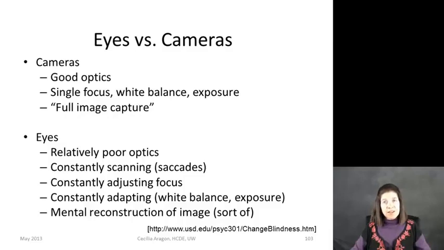The eyes, on the other hand, have relatively poor optics. They're constantly scanning. This is known as saccades, the shifting of your eyes to various positions. They're constantly adjusting focus. They're constantly adapting, both the white balance and the exposure. What's really going on is a mental reconstruction of the image, sort of. As we'll find out, it's not even a complete image that's reconstructed.